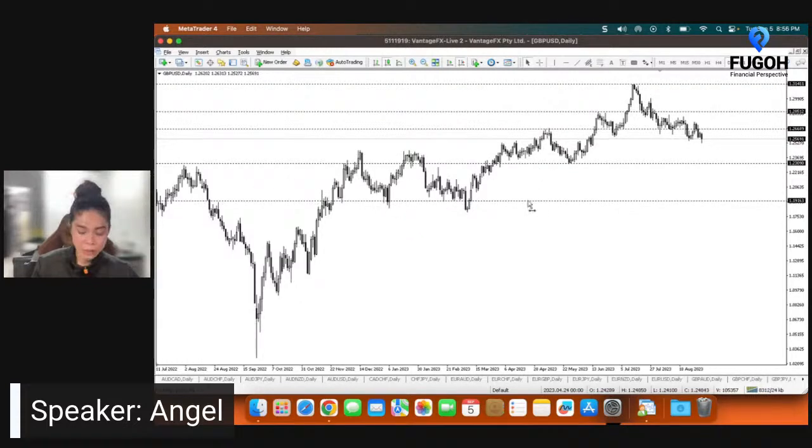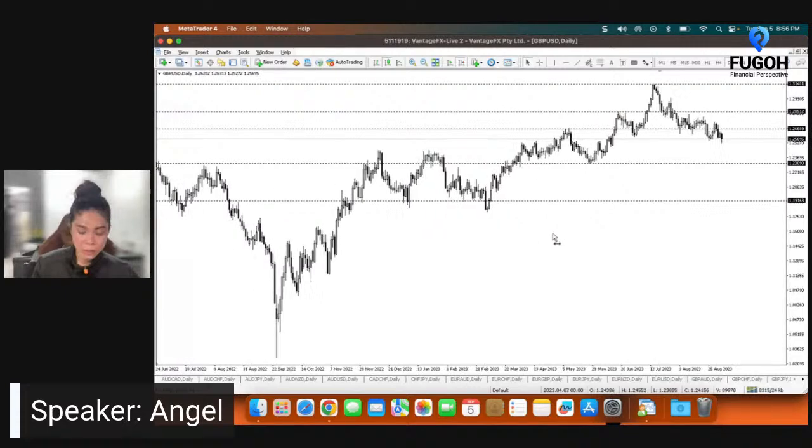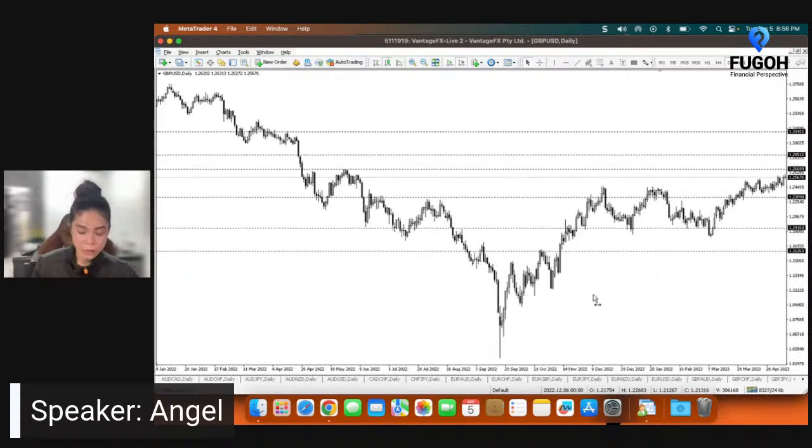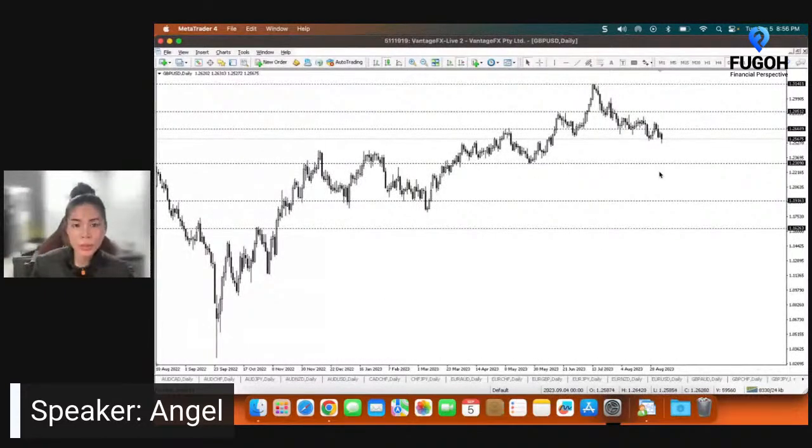What I like to do is mark support and resistance levels near the price. So three levels up, three levels down. That's how I usually roll, so I don't have to plot and plot over and over again.